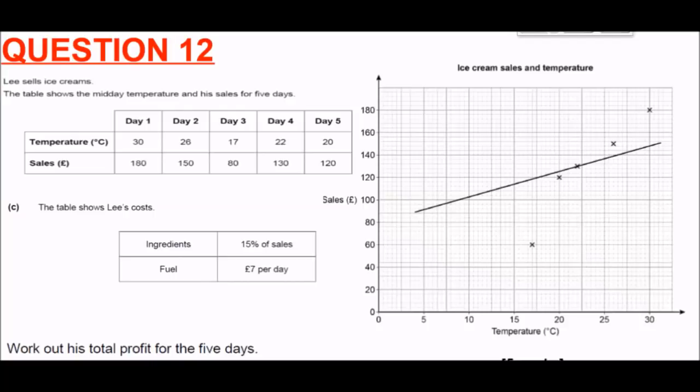We've got a table of Lee's costs. Ice cream doesn't grow on trees, thankfully. You need ingredients to make ice cream and fuel to keep his van running, so he's got costs which are the ingredients, which are 15% of the sales. On top of that, his fuel is £7 per day. So work out his total profit.